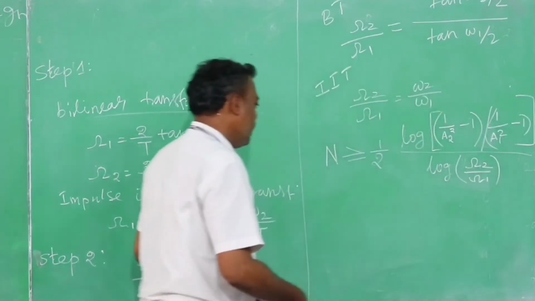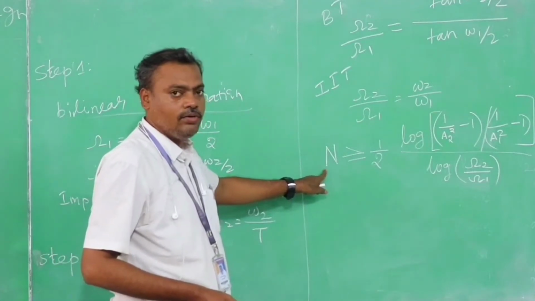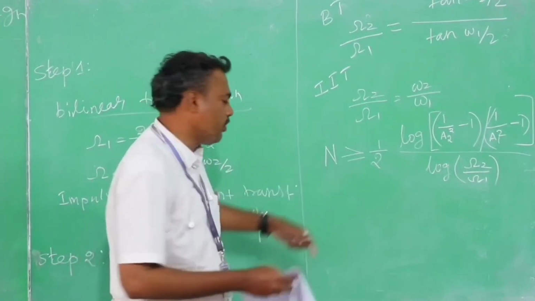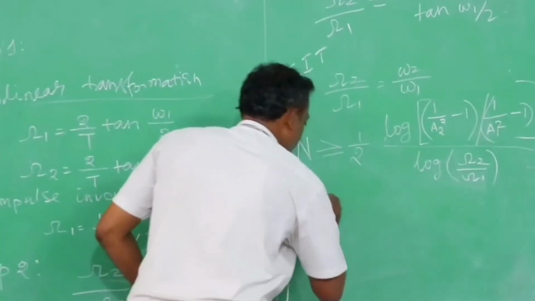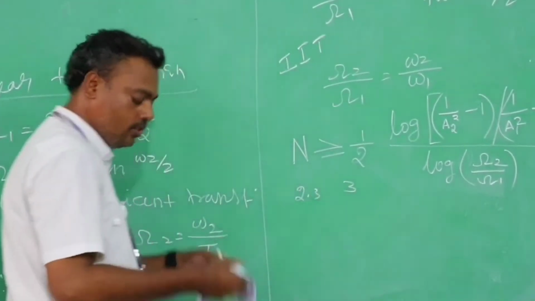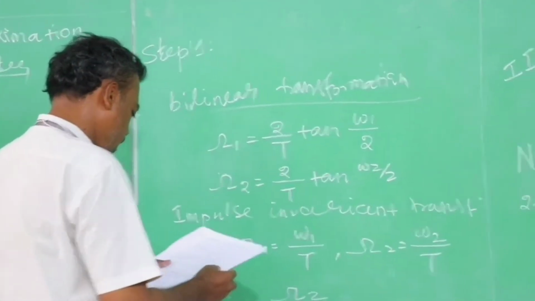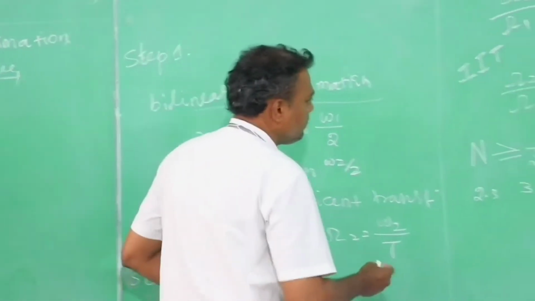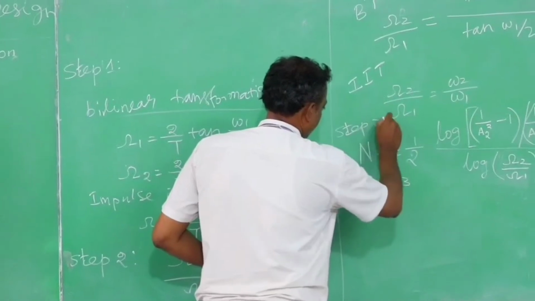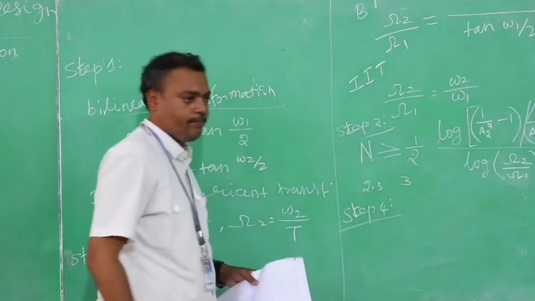Here n is an integer, so you choose an integer value. Suppose the result is not an integer, for example 2.3, then you can consider the greater integer value of 3. You assume that n is equal to 3. This is step 3. Step 4 is finding the cutoff frequency of the low pass filter.